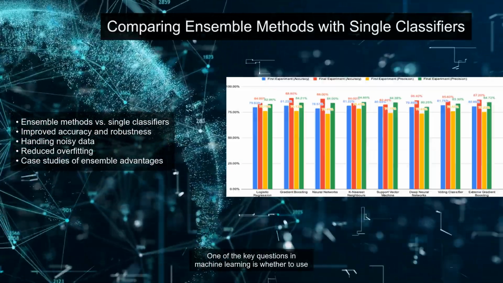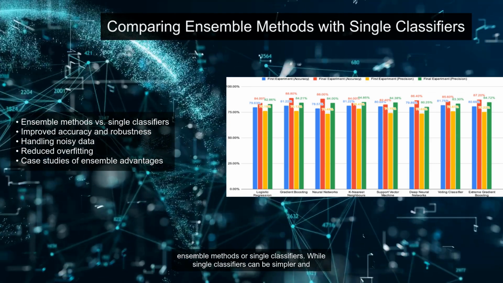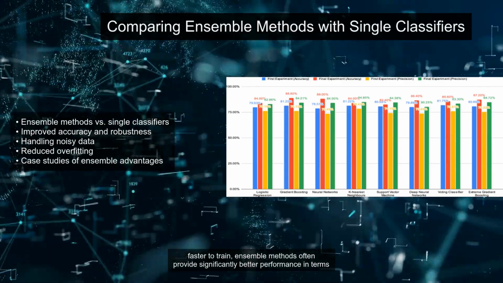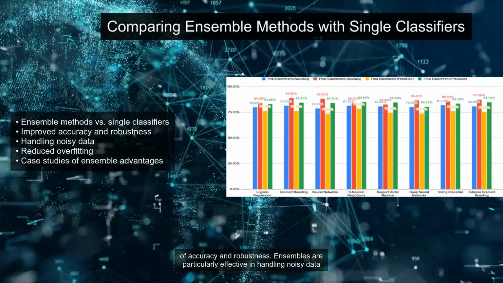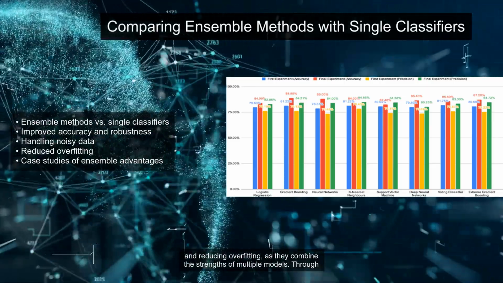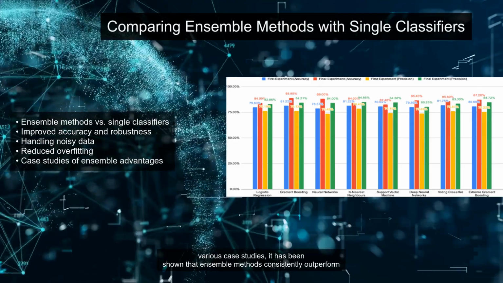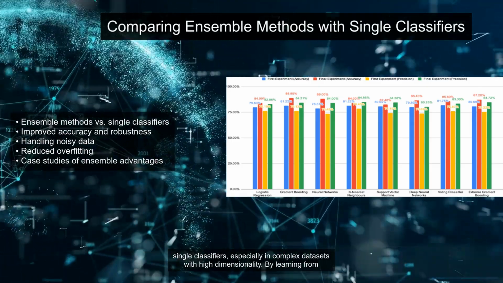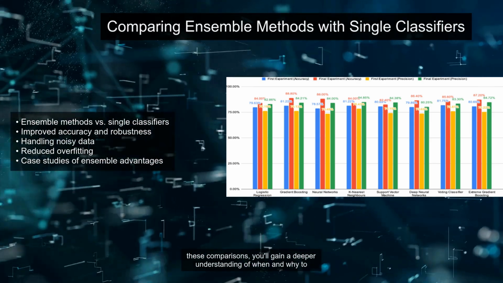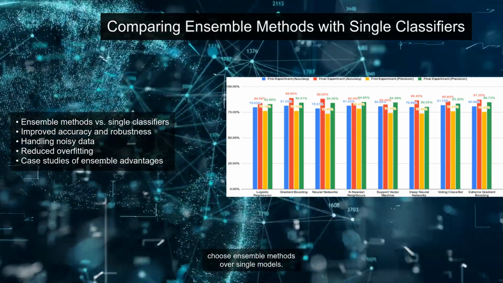One of the key questions in machine learning is whether to use ensemble methods or single classifiers. While single classifiers can be simpler and faster to train, ensemble methods often provide significantly better performance in terms of accuracy and robustness. Ensembles are particularly effective in handling noisy data and reducing overfitting, as they combine the strengths of multiple models. Through various case studies, it has been shown that ensemble methods consistently outperform single classifiers, especially in complex datasets with high dimensionality. By learning from these comparisons, you'll gain a deeper understanding of when and why to choose ensemble methods over single models.